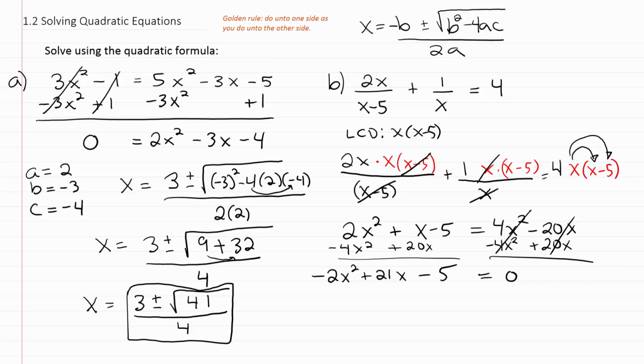Now from here, we just need to identify the a, b, and c coefficients, right? So the a coefficient is negative 2, the b coefficient is 21, and the c coefficient is negative 5. All right, let's plug those into the quadratic formula then.